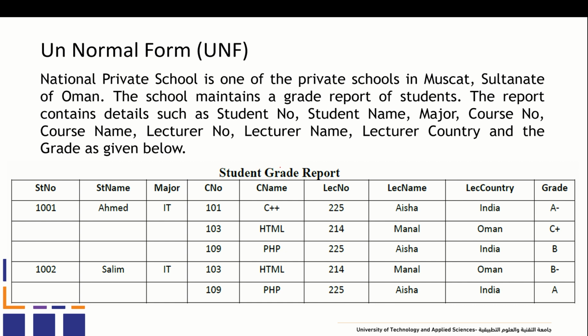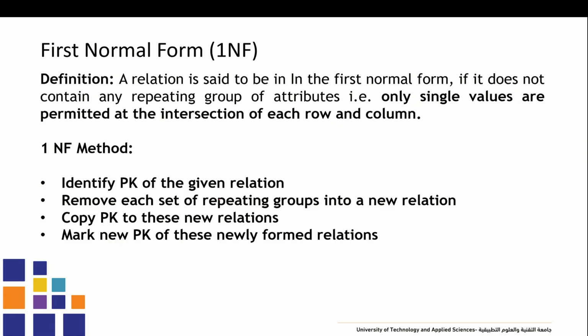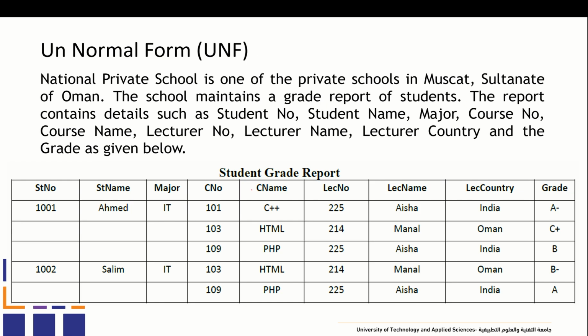So this is an unnormalized table. You can see the example here. Now we have to convert this table into a normalized table. Let's do it one by one. As I told you, the first step is to convert the unnormalized table to first normal form. Then I will change it to second normal form, then to third normal form. Step by step.